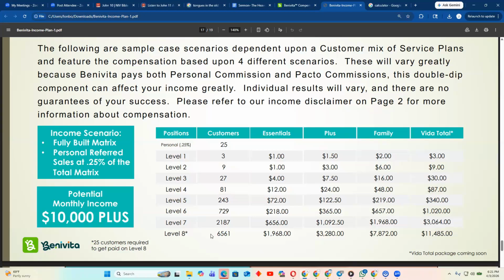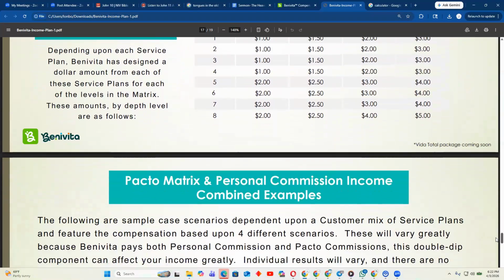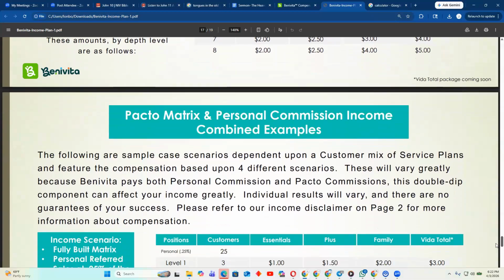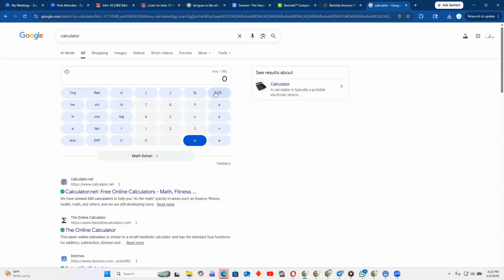All right, let's look at one more scenario. So if I'm on level 8 and I fill up level 8, that's 6,561. And let's just say the middle of that is going to be in between $2 and $4. So let's just say 250. Let's limit it to 250 and see how much is the potential on just level 8 if you got paid 250 for everybody.